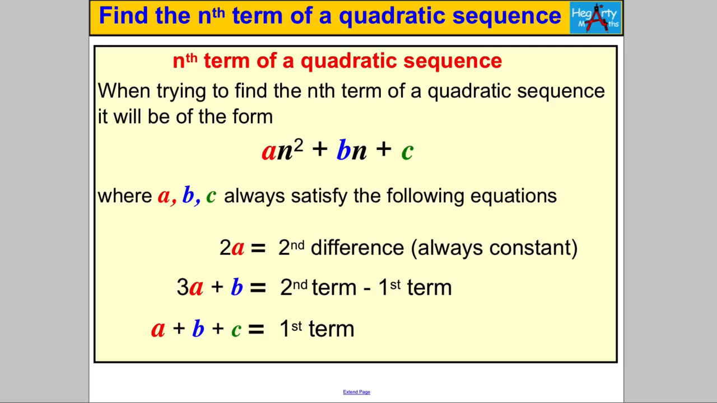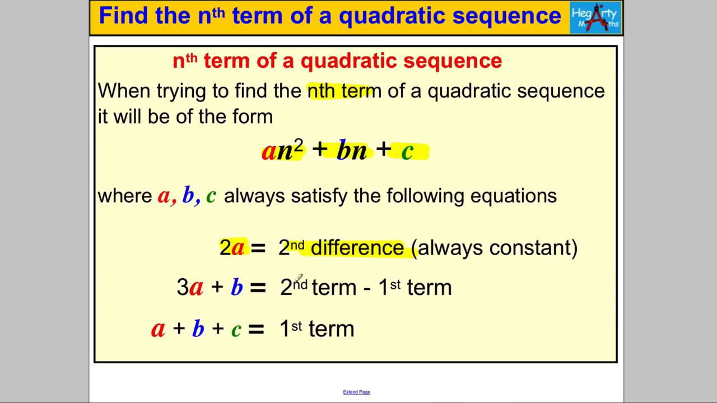So the theorem says that when we are trying to work out the nth term of a quadratic sequence, as I've just said, it will always be of the form some lots of n squared, some lots of n, and a number, i.e. an squared plus bn plus c, where we have to find a, b, and c, right? But a, b, and c will always satisfy the following equations, and these are the equations you're going to use to find a, b, and c. It is always true that two lots of a give you the second difference in the sequence. That second difference is always constant. 2a is always equal to that second difference.